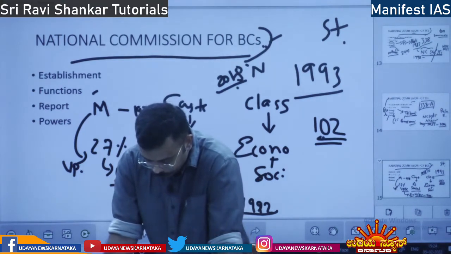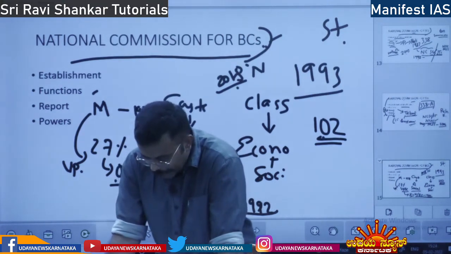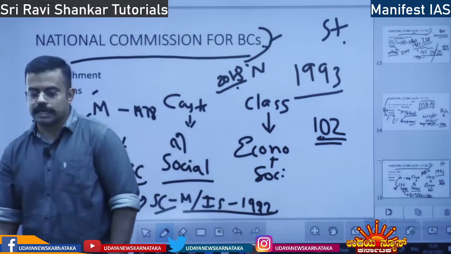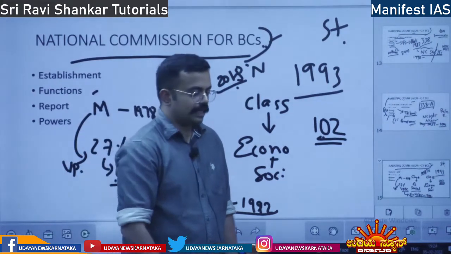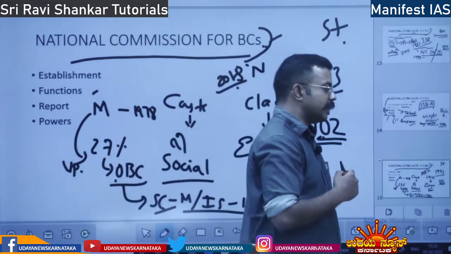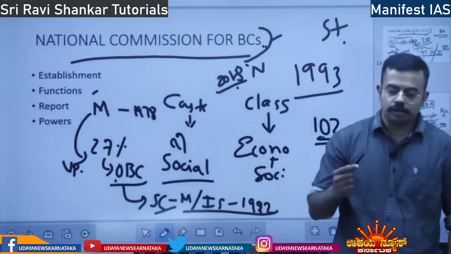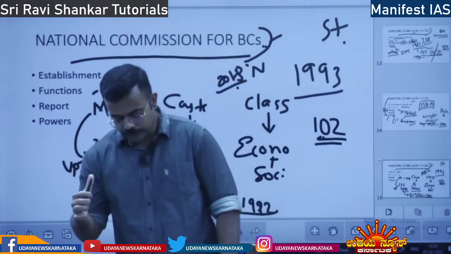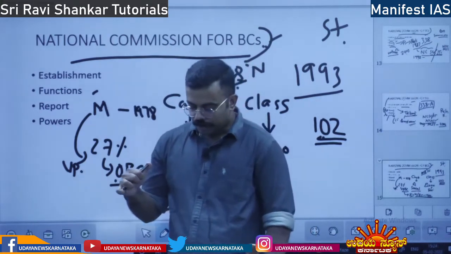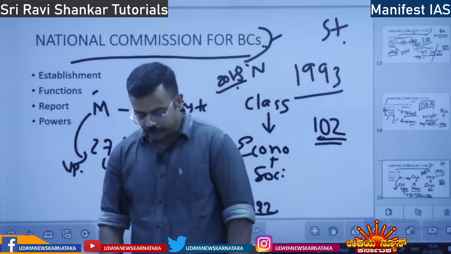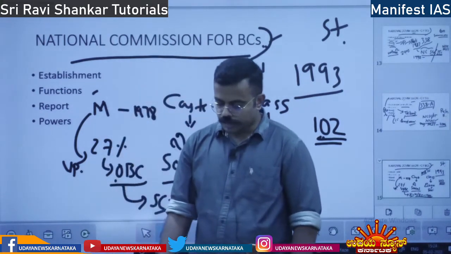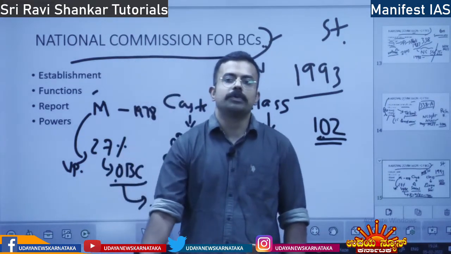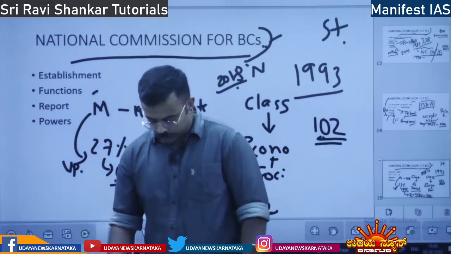And also with respect to planning, they advise the government, similar to the NCSC and NCST. The NCBC advises the government on planning for the upliftment of the socially and educationally backward classes. They also present a report to the President. Every year they present a report to the President. Okay.